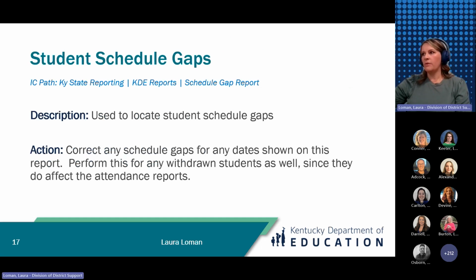This is going to be your path to locate student schedule gaps. So Kentucky State Reporting, KDE reports, schedule gap report. You will want to correct any gaps for any dates shown on this report, and you'll perform this for any withdrawn students as well. So if you don't set up a placeholder for virtual and performance-based courses, it will show a gap in the schedule. And there could actually be a reason for the gap, and that's fine. This report's just designed to show students with a gap as a warning in case it is something that needs to be corrected.